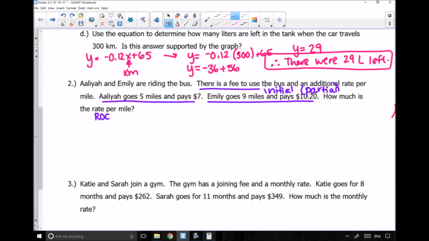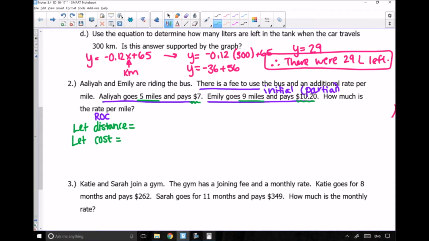Well, I use slope. So first thing I'm going to do is identify what are my 2 unknowns, or 2 things that are changing, 2 variables. So we know that Aaliyah goes 5 miles while Emily goes 9 miles. So distance is one of my variables. So we're going to let distance equal one of our variables. And we also know that Aaliyah pays $7 and Emily pays $10.20. So we're going to say cost is our second variable.